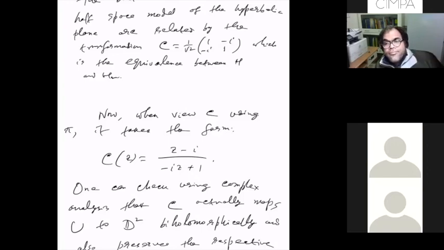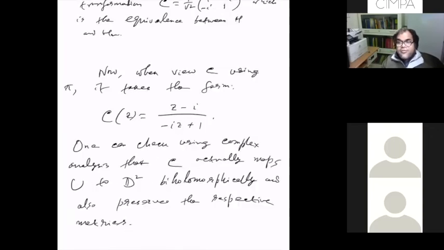Okay, so it's easy to see. It's a Möbius transformation, right? So just check. Hint: check that C maps R union infinity onto S^1.